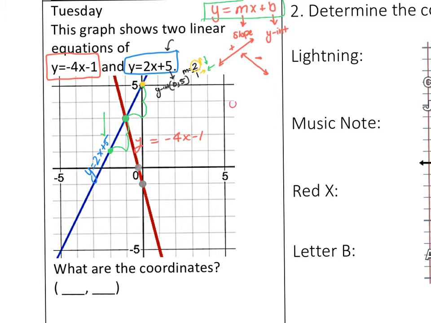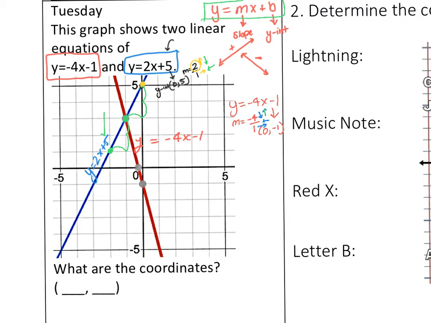So let's try the other one. The other one we have is y equals negative 4x minus 1. The y-intercept is 0, negative 1. And the slope is negative 4 over 1. So if something is negative, when you rise, that means you rise in the down direction. So you go down 4, right 1. Or you go up 4 and left 1.